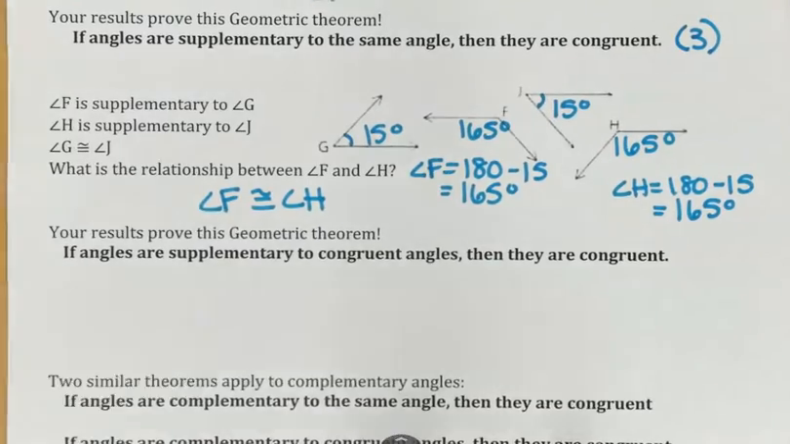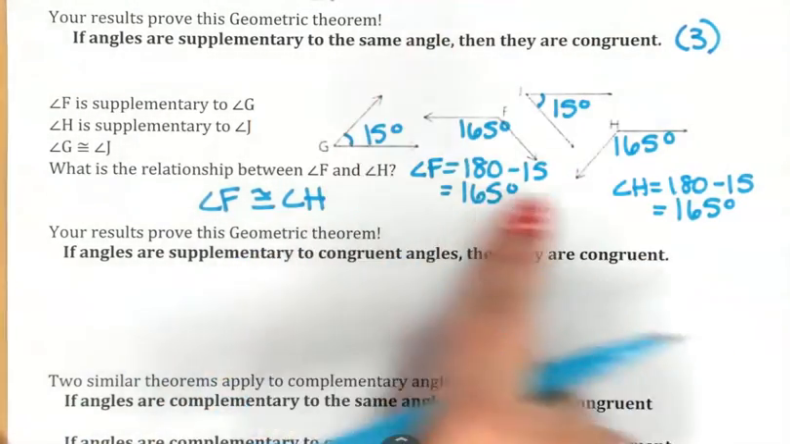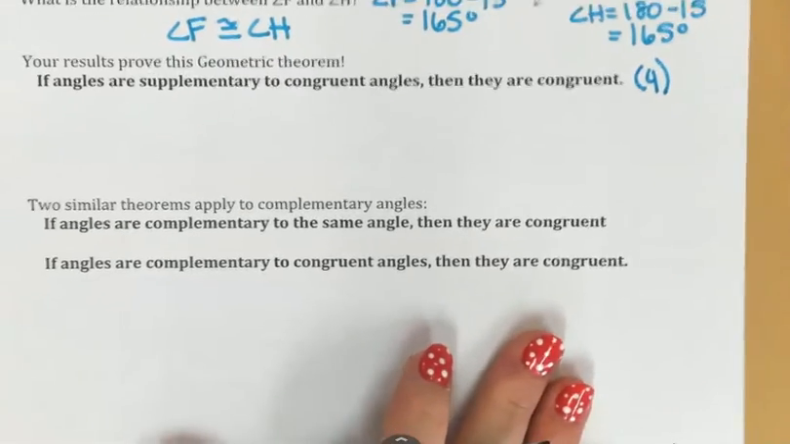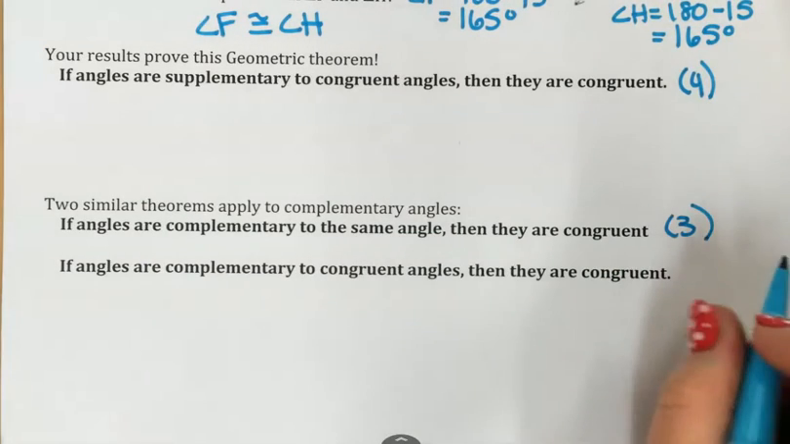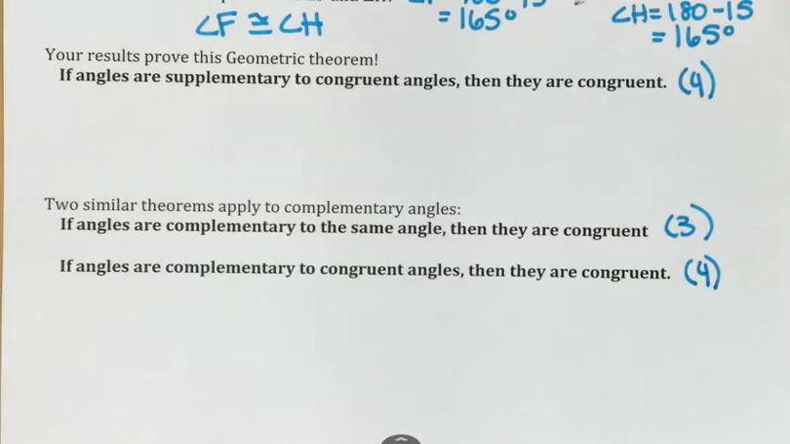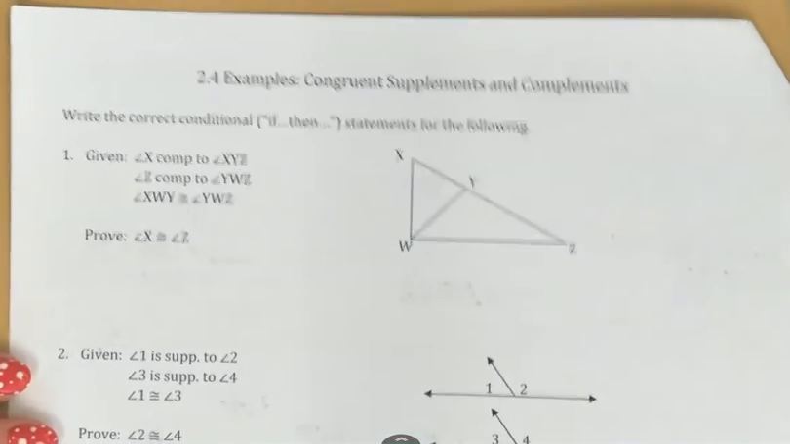On the next one, if angles are supplementary to congruent angles, then they are congruent. That is when I have 4 angles involved. So similarly for my complementary theorems, if angles are complementary to the same angle, they're congruent. That is when 3 angles will be involved. And if angles are complementary to congruent angles, they are congruent. That's when 4 angles will be involved. So these are the 4 theorems. And what we're going to do before we get straight into some proofs is just practice how to know when you're using which of the 4.